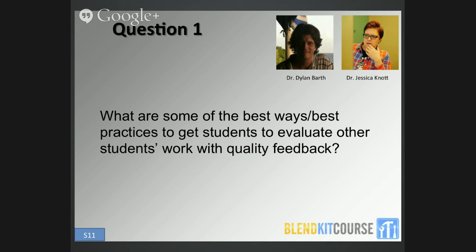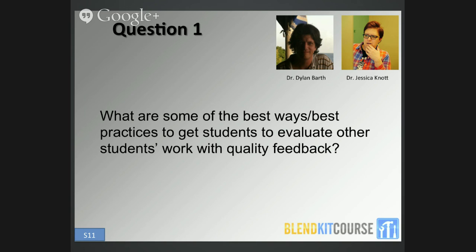I think that making students accountable is very important, so having some sort of mechanism by which evaluations or peer feedback is itself evaluated, either by you or by the student who receives the feedback. I think that providing some samples, some examples, either in class or in the online environment, can help make that a little bit more effective.